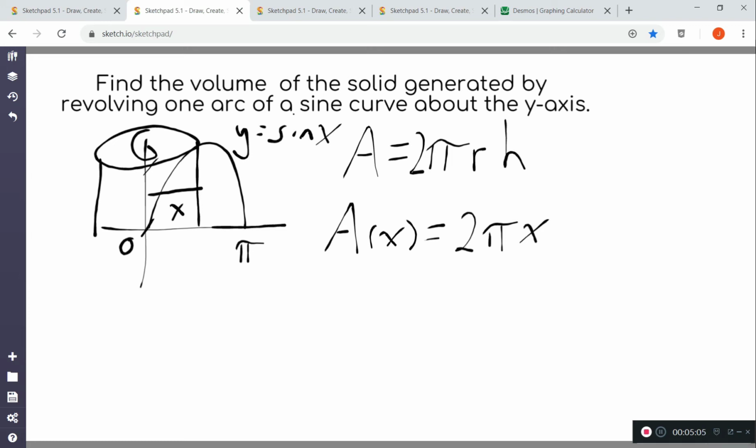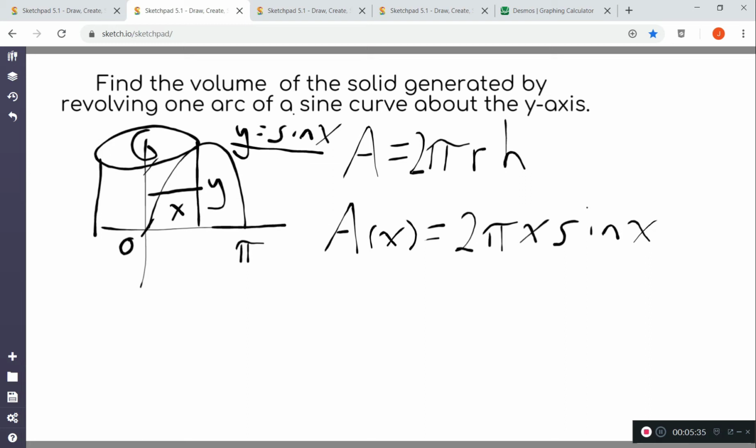Now, the height of this particular section is defined by the curve. We could call that y. But we already know that for this curve, y equals sine x. Our height is going to be sine x. So again, our radius is going to be x, and for all of our initial examples, that's going to turn out to be true. And our height is going to be based on the curve.